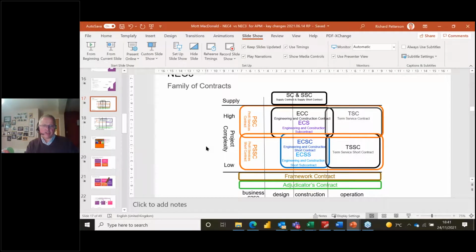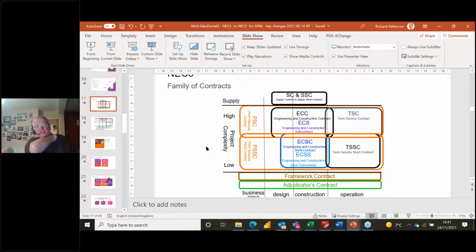It's a really good question. I haven't done it yet myself, but a lot of my companions in NEC and SAD enthusiast land have told me they have helped clients develop the equivalent of option G in NEC4 language, because I think there is still a need for that.